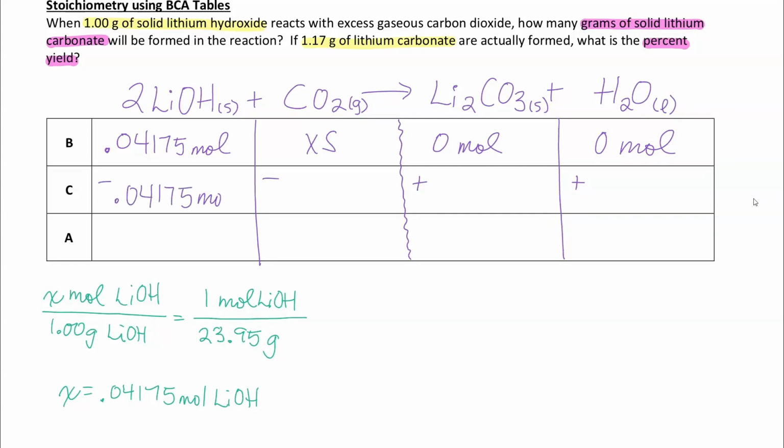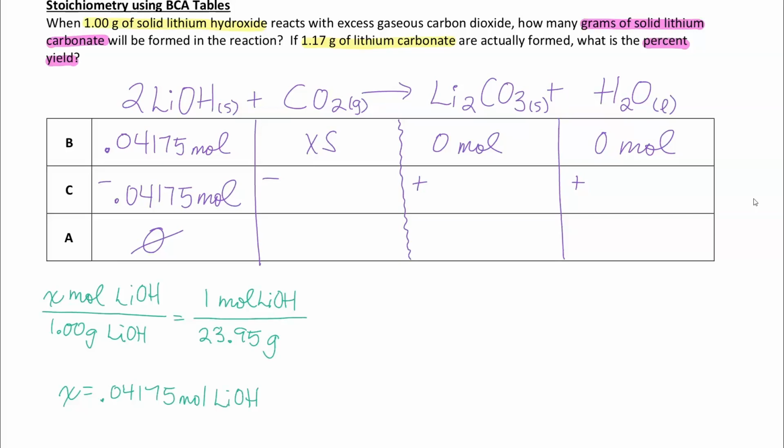0.04175 moles will be used. None's left over. All gone. How do I figure out how much carbon dioxide is needed? Well, that's our mole ratio, right? That's where this comes into play. So look at your equation. 2 moles of lithium hydroxide will require 1 mole of carbon dioxide.